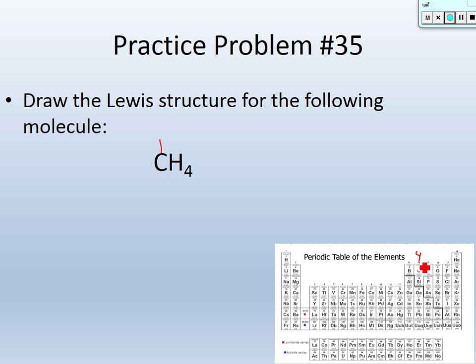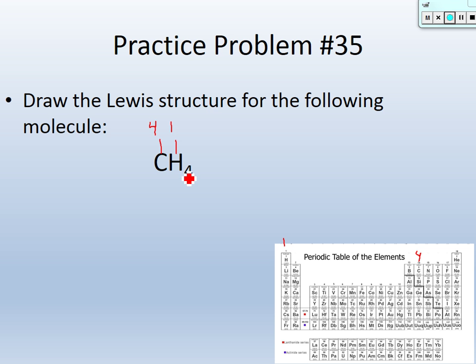Isn't there 4? So put a 4 like right there. Just do exactly what I'm doing, and I will go through it. So carbon has 4 valence electrons. How many valence electrons does hydrogen have? 1. So I'm going to put 1 here.